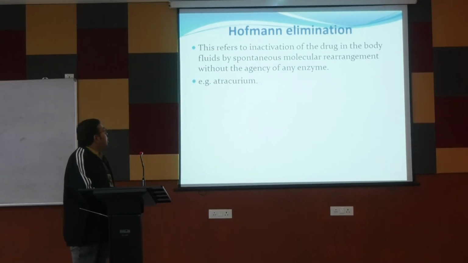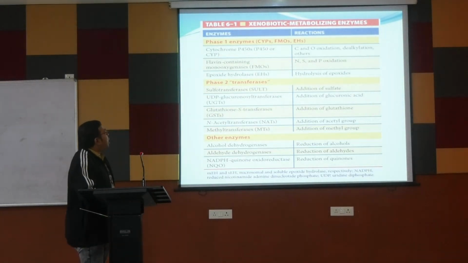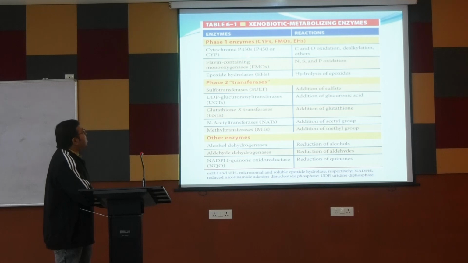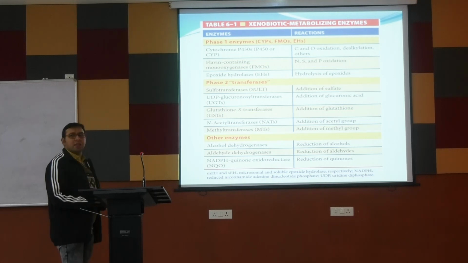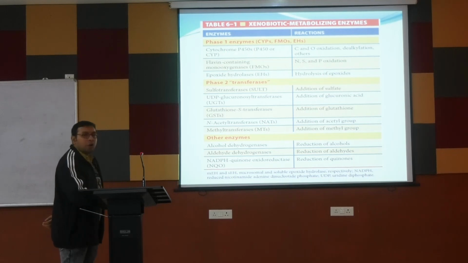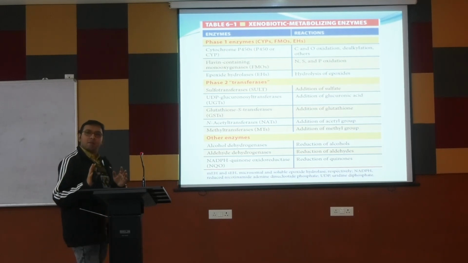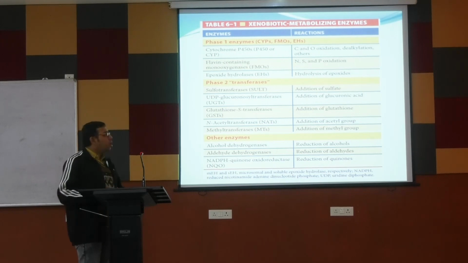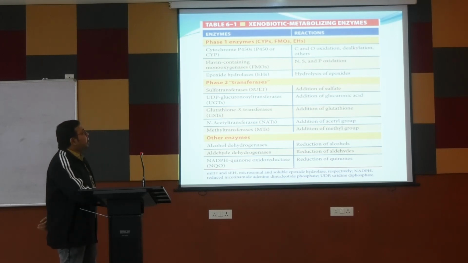So in a nutshell, you can see the xenobiotic metabolizing enzymes. There are some enzymes and some reactions. This is just an example. We have discussed cytochrome P450 in detail, which is very important for you. C and O oxidation and dealkylation, among others, can happen. Flavin containing monooxygenases cause N, S and P oxidation. Epoxide hydrolase can cause hydrolysis of the epoxide.